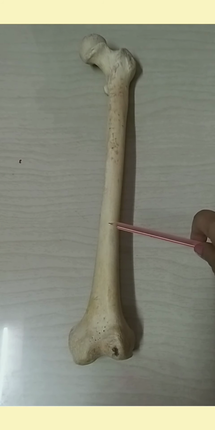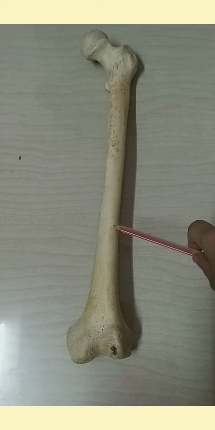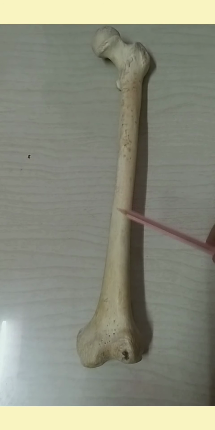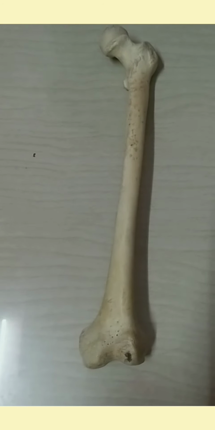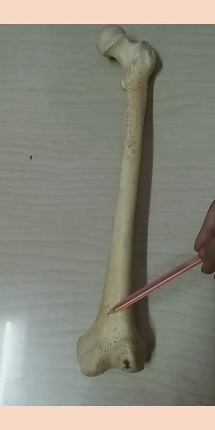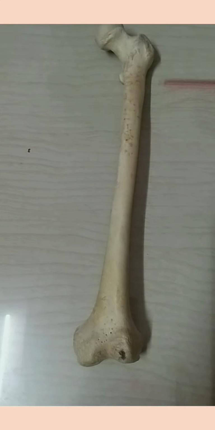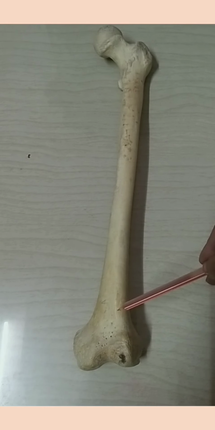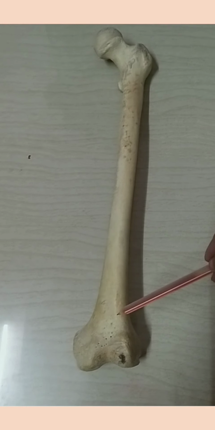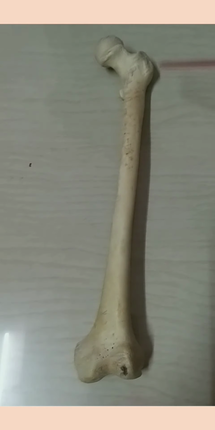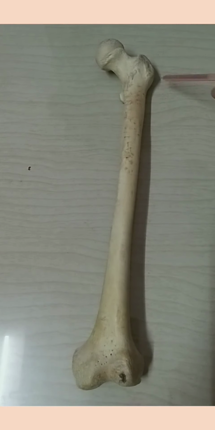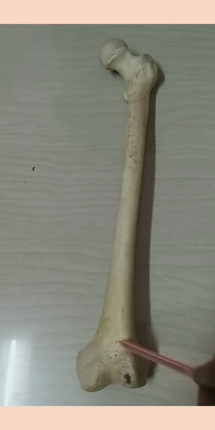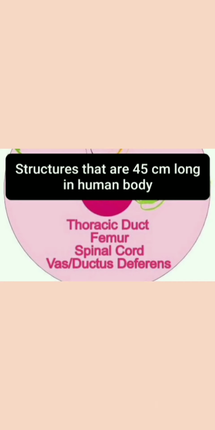This is the femur. This is the femur bone, and this is the anterior view. So this is the femur or the thigh bone, and in an average man the length of the femur is 45 centimeters. The femur has an upper end, a lower end, and an intervening shaft.